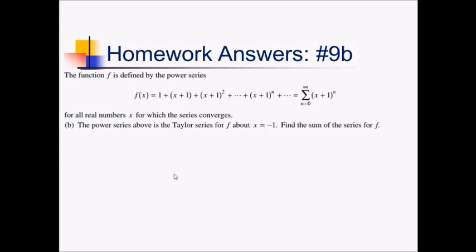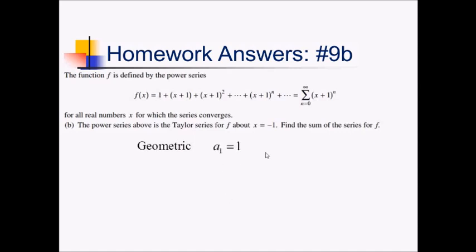For this part of the problem, they're telling us that the power series above is the Taylor series about x equals -1. They want the sum of that series. Well, since again this is a geometric series, that means we can use our infinite sum formula for a geometric series to actually figure out the sum. So we need two things for this. We need the a1 value, the first value, and we also need the common ratio. a1 is pretty easy. Just look here, it's 1.